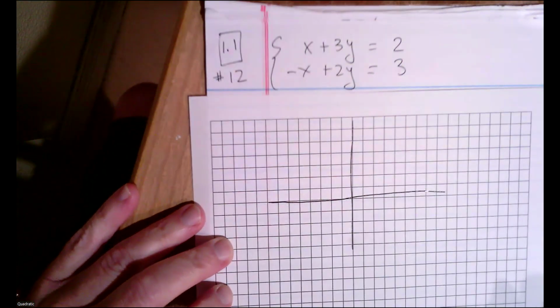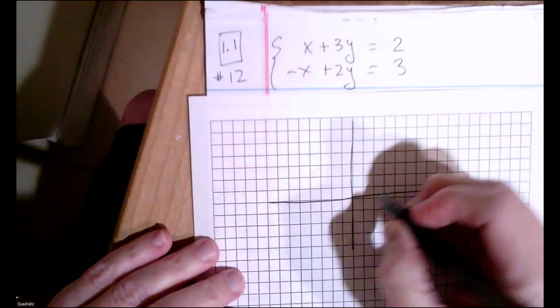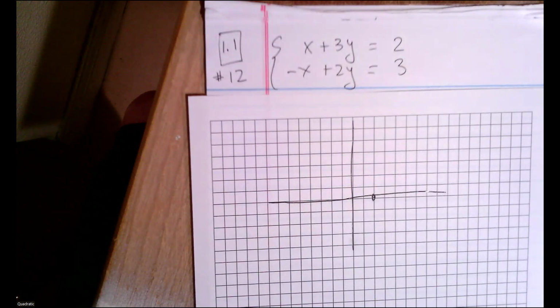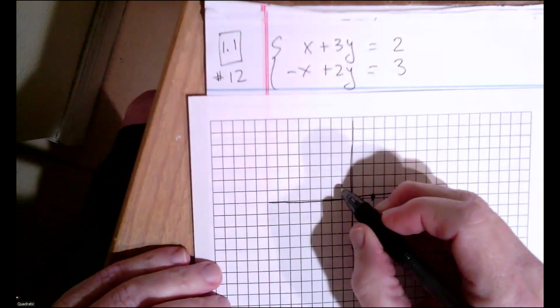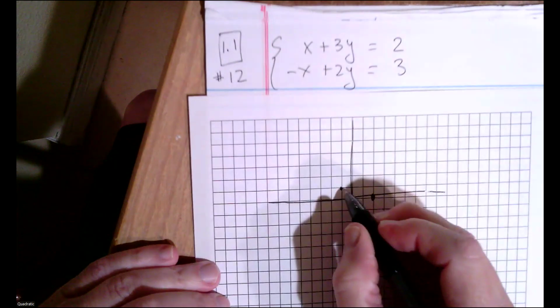All right, so let's see. Here we have x plus 3y. So let's say if y is 0, x will be 2, because that's about right there. And if y is 1, x will be negative 1. So that's what it looks like right there. So it looks like we have something kind of like that.